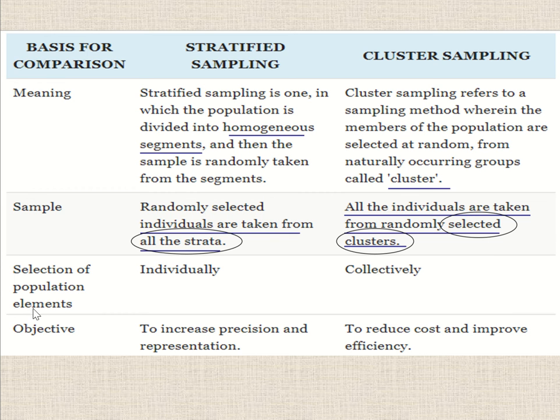Okay? And then the selection of population elements for stratified sampling, individual, while for cluster, collectively. No? So, kasi nga, they are arranged into cluster or into group. So, meaning ko ano yung cluster na mapili mo, yun na yung grupo na or yun na yung magiging pinaka-sample or respondents. The objective of stratified sampling is to increase precision and representation, while for cluster sampling to reduce cost and improve efficiency.